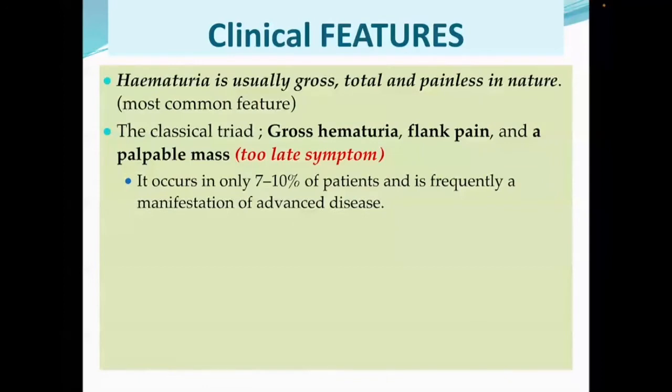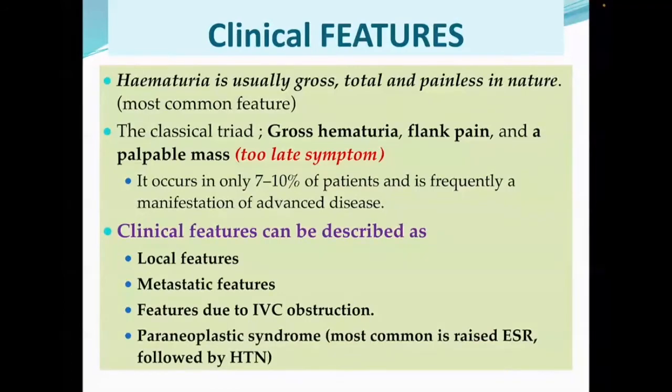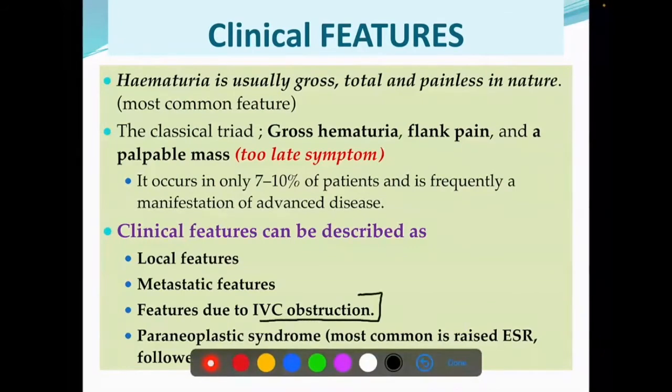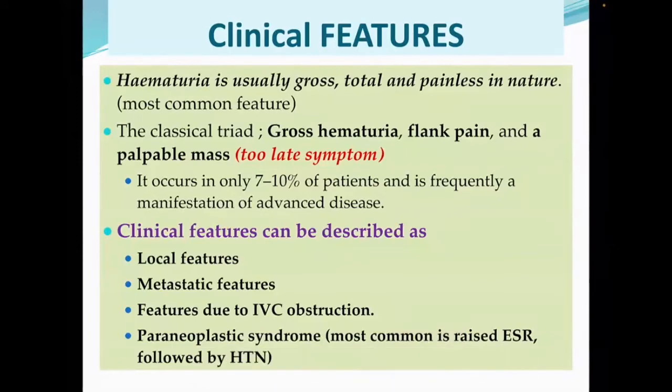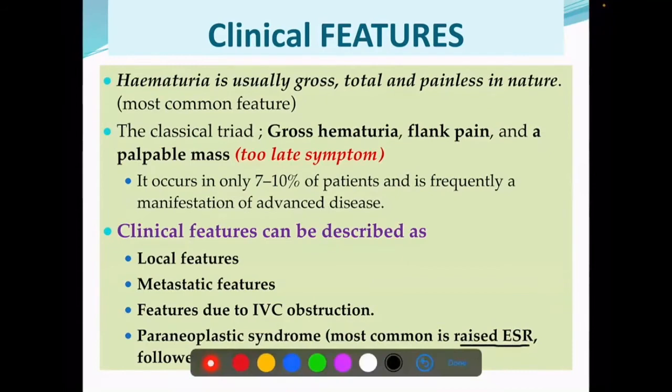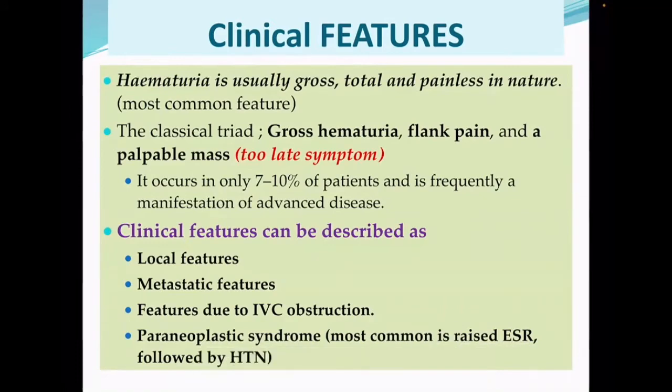As I already told you, we can classify the clinical features as local, advanced, metastatic, and inferior vena cava obstruction, which is due to local advancement. I'll explain it. And paraneoplastic syndrome. There are so many paraneoplastic syndromes. The most common one is increased ESR value, followed by hypertension. Remember that. I'll explain everything, don't worry at all. Let us see the features one by one.